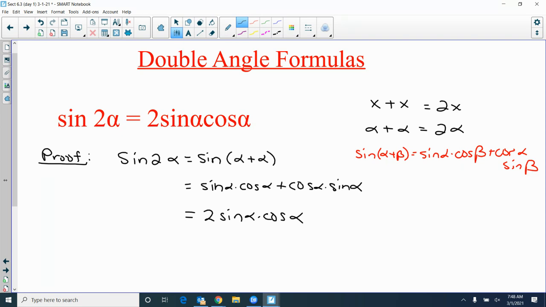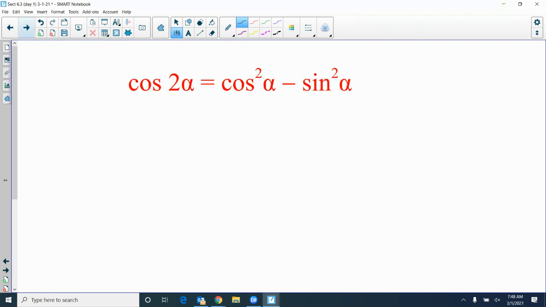Now, if you look at the identity sheet, how many formulas are actually listed for cosine of 2 alpha? There are actually 3 of them listed, and you can use any of them at any time. The second one says cosine squared minus sine squared, so you've got to watch out. Don't think that's going to add up to 1 or anything like that. It's a little bit different. So for cosine of 2 alpha equals cosine squared alpha minus sine squared alpha, we're going to do the exact same thing. Start with cosine 2 alpha, write it as the cosine of alpha plus alpha.